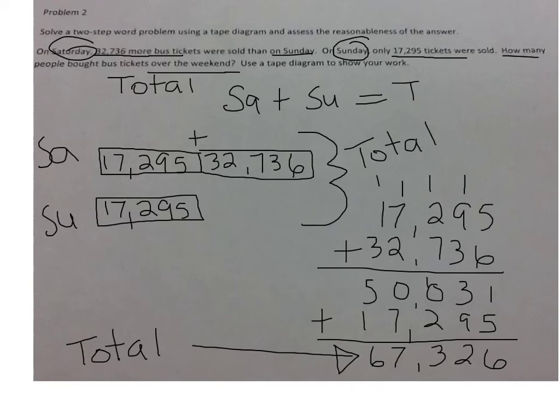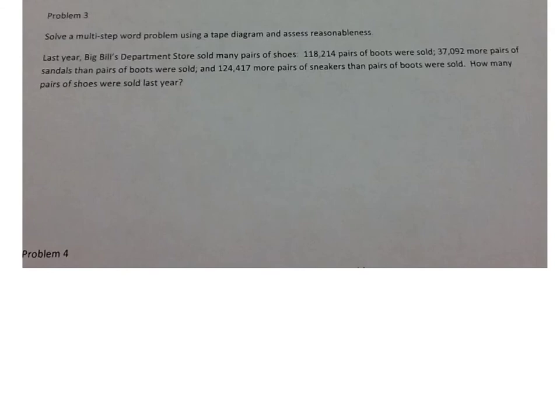Okay, so the total tickets sold over the weekend were 67,326. I have the work shown over here for you to see. Why don't you check it against your work if you've made a mistake? You can hit pause and do that now. If not, we're ready to move on to slide 3 and our third problem.